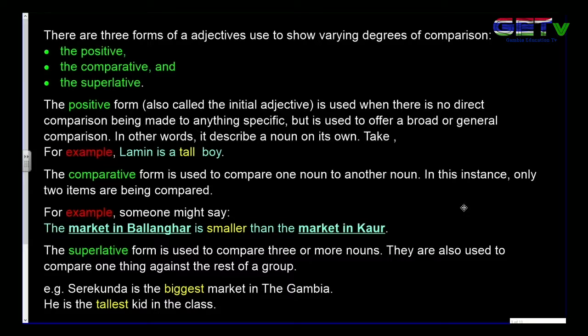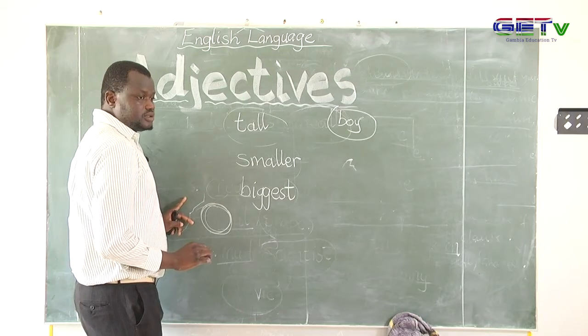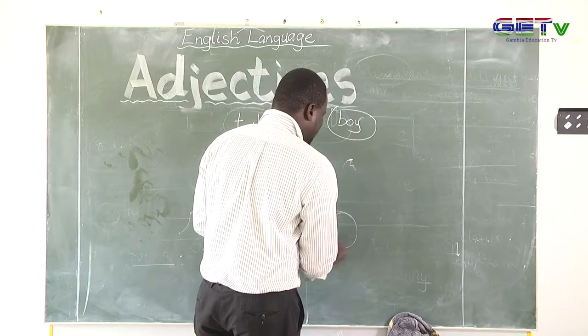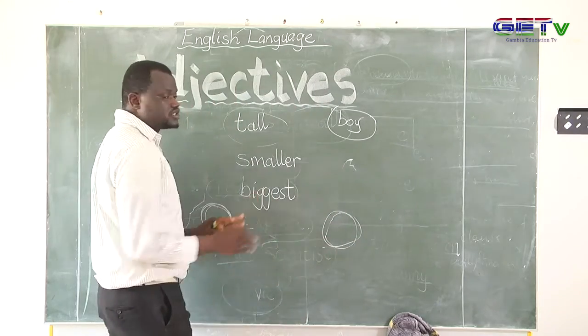And we have another example. He is the tallest kid in the class. Look here. We are comparing he with the rest of the members of the class.